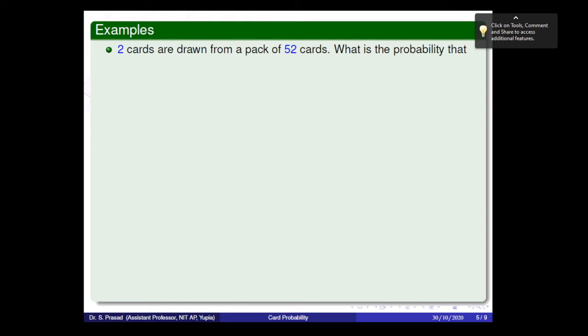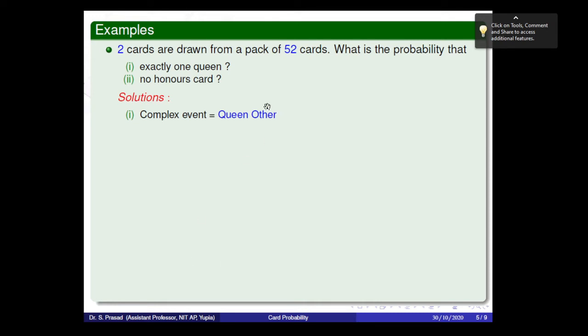Two cards are drawn from 52 cards. What is the probability that exactly one queen and no honor cards? Now the complex event is, for the first part, exactly one queen, but two cards are drawn. Here there are two spaces, but the question is asking for only exactly one queen. That's one queen. The other space is remaining, and that is filled by the others.